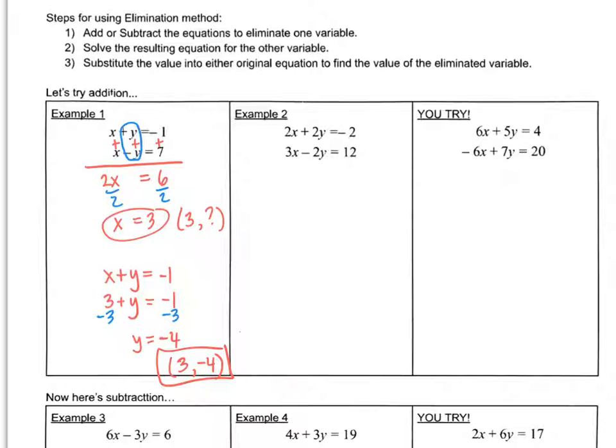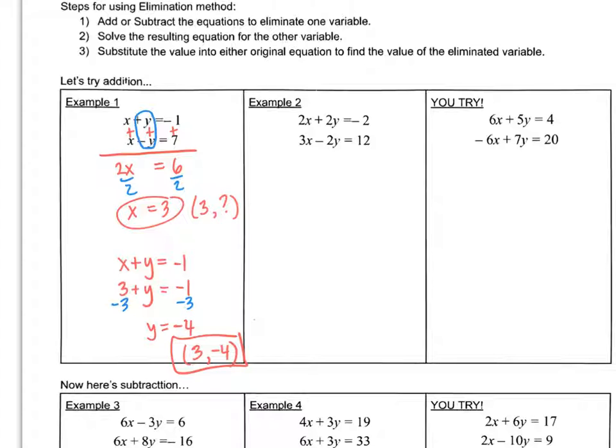So example number 2, we have 2x plus 2y equals -2, and 3x minus 2y equals 12. We're going to go and add straight down.